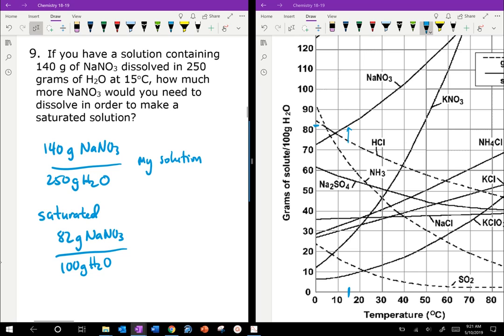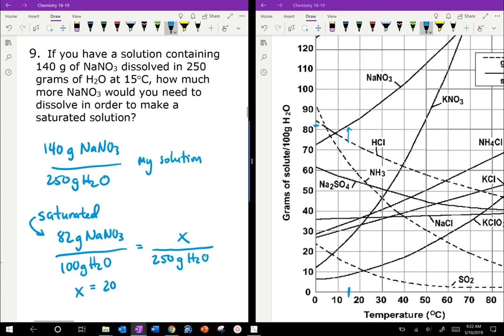Okay. If that's a saturated solution in 100 grams of water, what will a saturated solution be in 250 grams of water? Again, like before, we're sort of scaling up the size of our recipe from 100 to 250. So cross multiply and divide, and you should get an X that's around 207.5. That's not going to work.